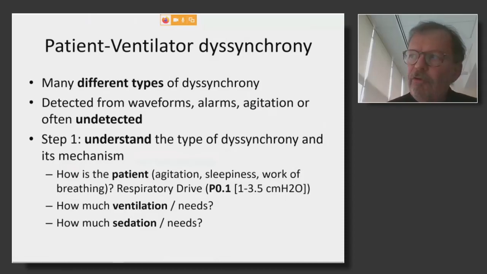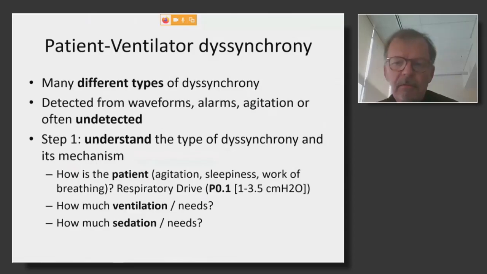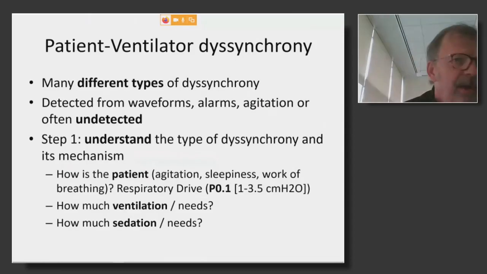So I'm going to describe a 4-step process. Step 1 is to understand which type of dysynchrony it is and what is the mechanism. And to do that, you will have to address 3 questions. How is your patient? Is he agitated, working hard, or on the contrary, looking very sleepy and even sedated?